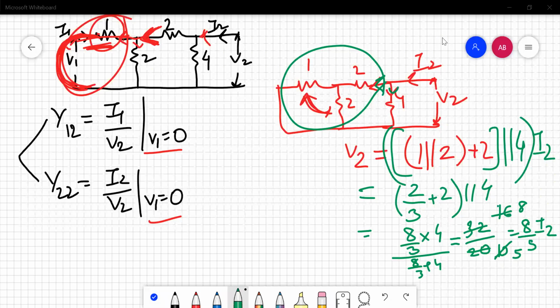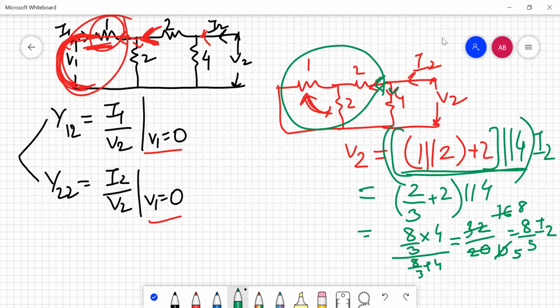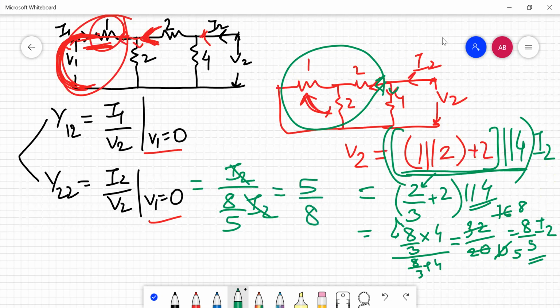So now we have just solved this combination of series and parallel of the resistances. 1 in parallel with 2 will give me 2 by 3, plus 2 will give me 8 by 3. And then in parallel combination with 4 will give me 8 by 5. So I am going to put the value over here. So this will give me 8 by 5 into I2. I2 and I2 cancel out. So I will get the value of Y22 as 5 by 8 mho.